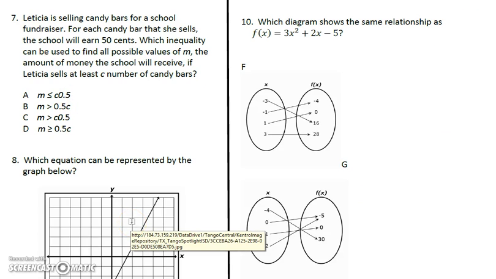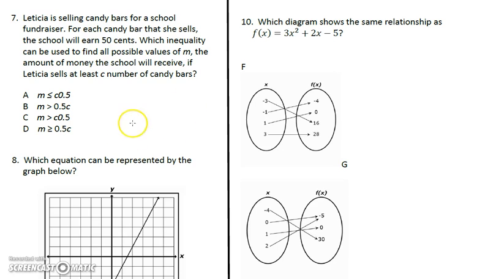Now, when I look at the next page, we're talking about inequalities. And I want you to notice that Letty is going to sell candies, and she's going to earn 50 cents for every candy she sells.